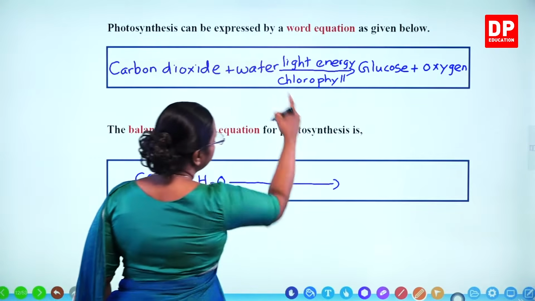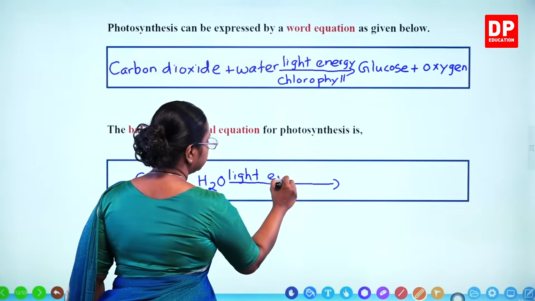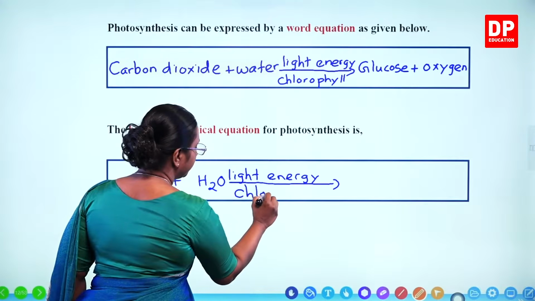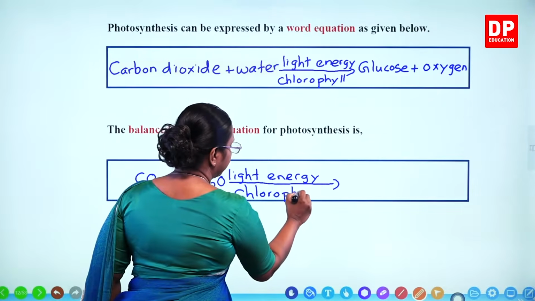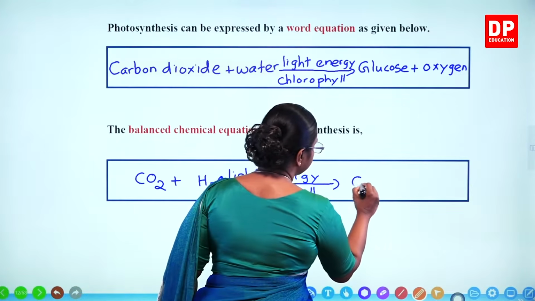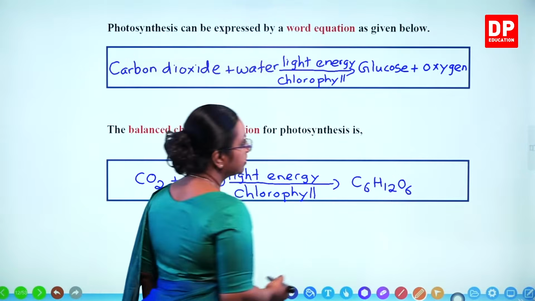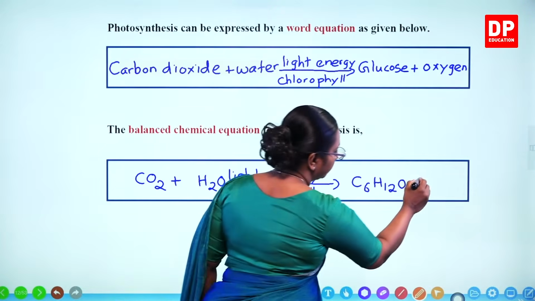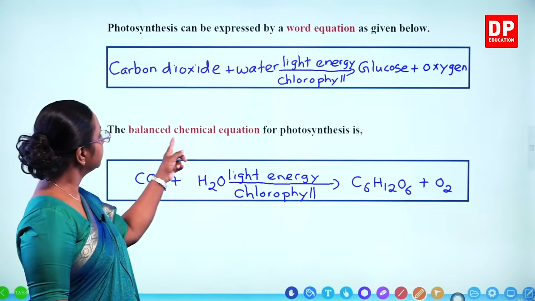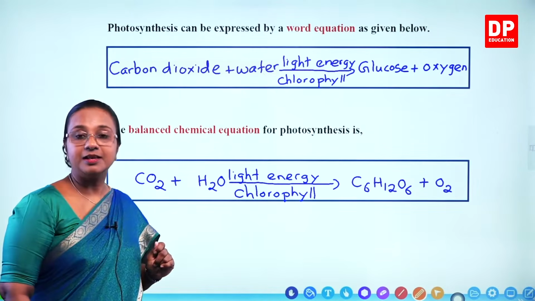Here we need to have these two, the light energy and chlorophyll. For this you don't need to give chemical formula, light energy and chlorophyll, and glucose is C6H12O6 and oxygen you all know is O2 gas. This is the chemical equation. It says balanced chemical equation.